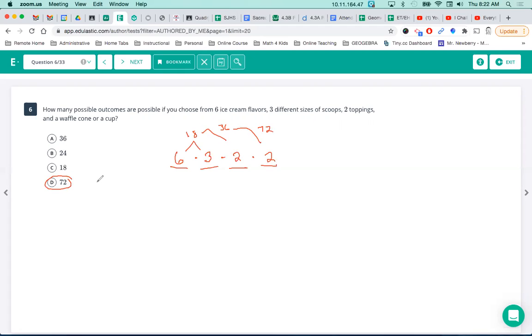Okay. So again, if you're getting those questions where you're looking at possible outcomes, you have to know how many different things you're picking from, and then you multiply the amount of possible choices in each one. So 6 times 3 times 2 times 2. Again, I did it all by hand here, but you could easily just type that into a calculator and get 72. Okay.